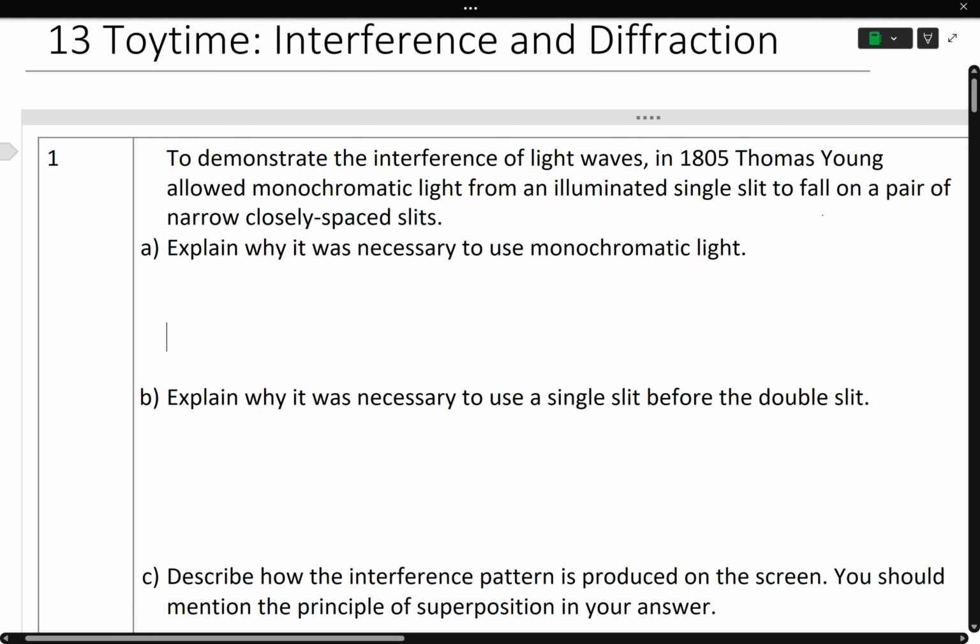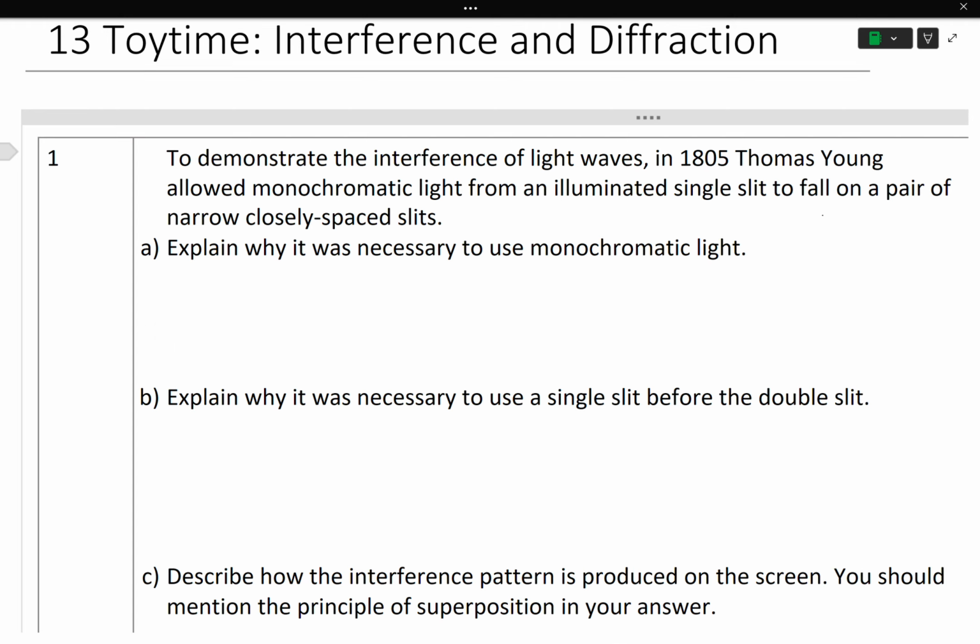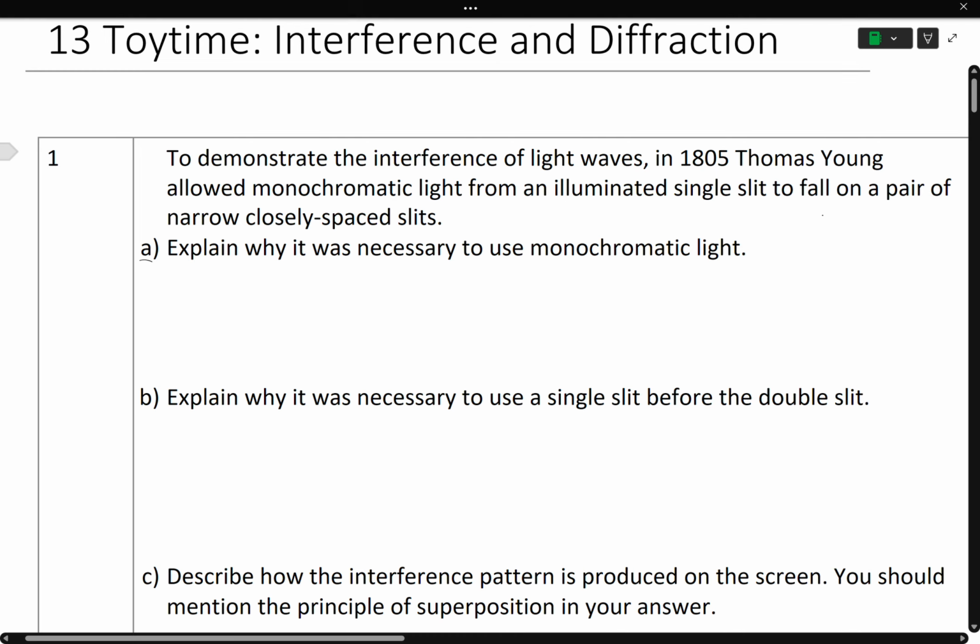Question 1 says, to demonstrate the interference of light waves in 1805, Thomas Young allowed monochromatic light from an illuminated single slit to fall on a pair of narrow, closely spaced slits. Explain why it was necessary to use monochromatic light in part A, and B, explain why it was necessary to use a single slit before the double slit.